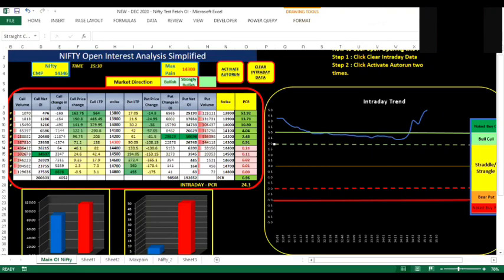Works very well, and can be used for regular trading. One can rely on this data for sure. That is there. So that's all from my side. I would now request, in case you guys have any questions, let me try to answer them.